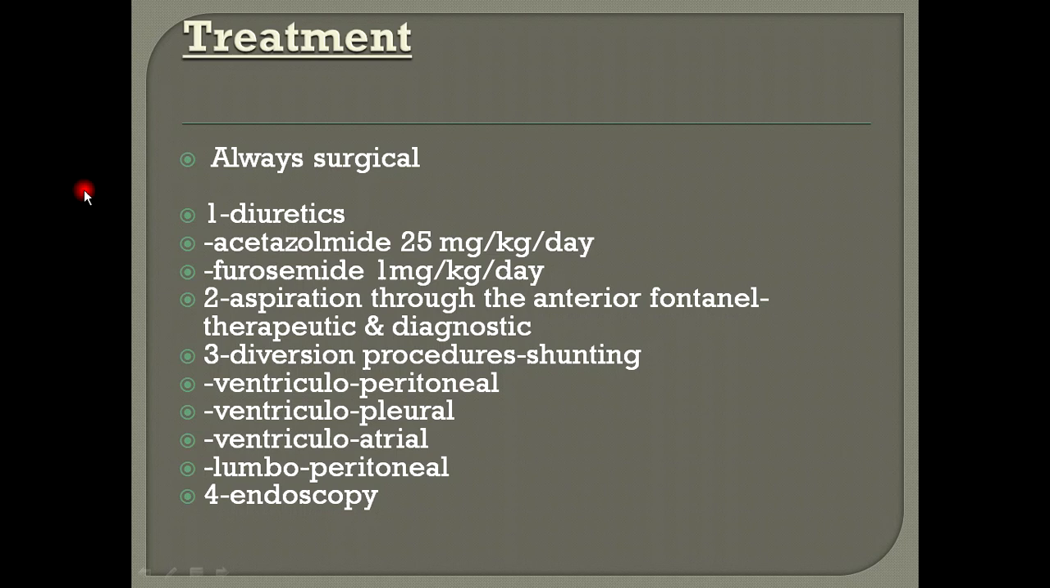We have four types. We have the ventriculoperitoneal shunt, the ventriculopleural shunt, the ventriculoatrial shunt, and finally the lumboperitoneal shunt. And the last trend in the management of hydrocephalus is endoscopy, which is called the ETV or the endoscopic third ventriculostomy. You can make an aperture in the floor of the third ventricle through the endoscope, transferring the hydrocephalus from non-communicating to the communicating type.